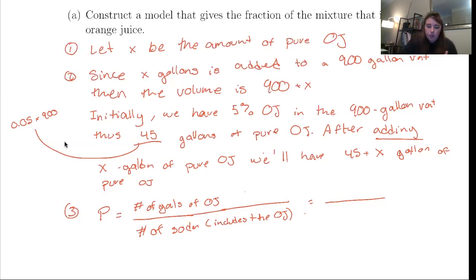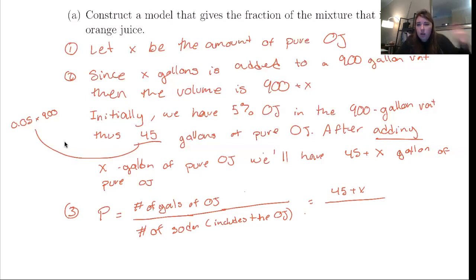Yeah, I want to put 45 plus X right there, because that's the total number of gallons of orange juice that are going into the soda after I poured in X amount. All right, and what about the total number of soda that includes all this orange juice that I've put in? What's that going to be?